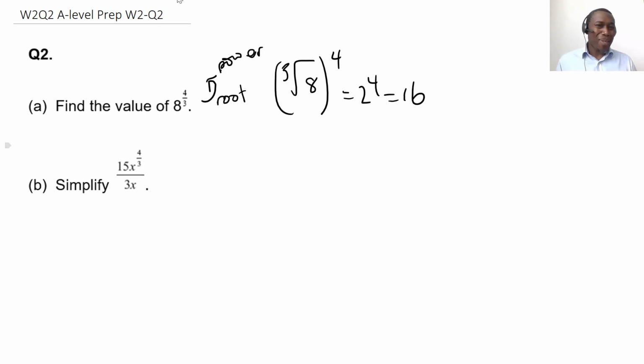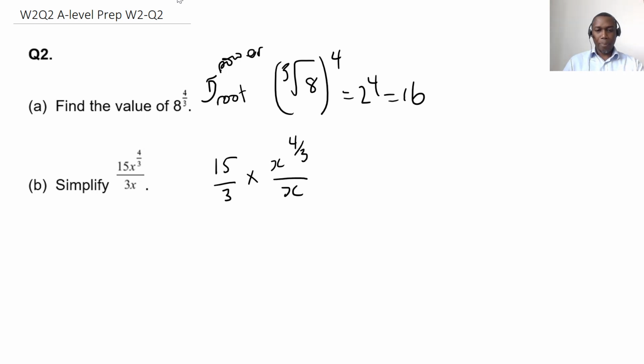For the second one, maybe a bit more challenge. We'll separate it: we have 15/3 being multiplied by x to the power 4/3 over x. I've separated it; that's the way I prefer working with it. Hopefully you're okay with that. 15/3 gives you 5. And x, recall, the denominator is x to the power 1. A fraction bar means to divide, and for division we subtract the powers. So 4/3 take away 1 is a third. So it's 5x to the power of a third, and that will be your final answer. That's your simplification. Hopefully no issues with this.